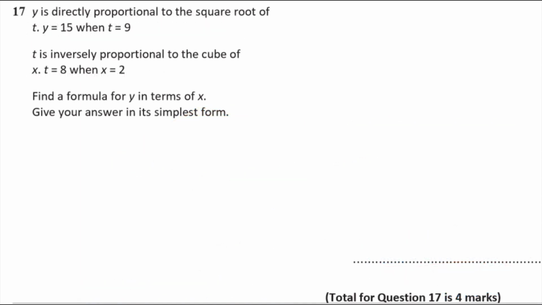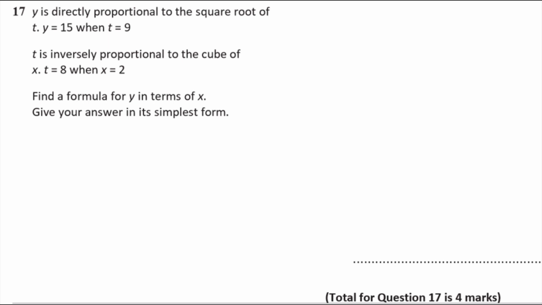Okay. Question 17. Y is directly proportional to the square root of t, and we're told that y equals 15 when t is 9. And then we're told that t is inversely proportional to the cube of x, and that t is 8 when x is 2. Find the formula for y in terms of x. Give your answer in its simplest form.